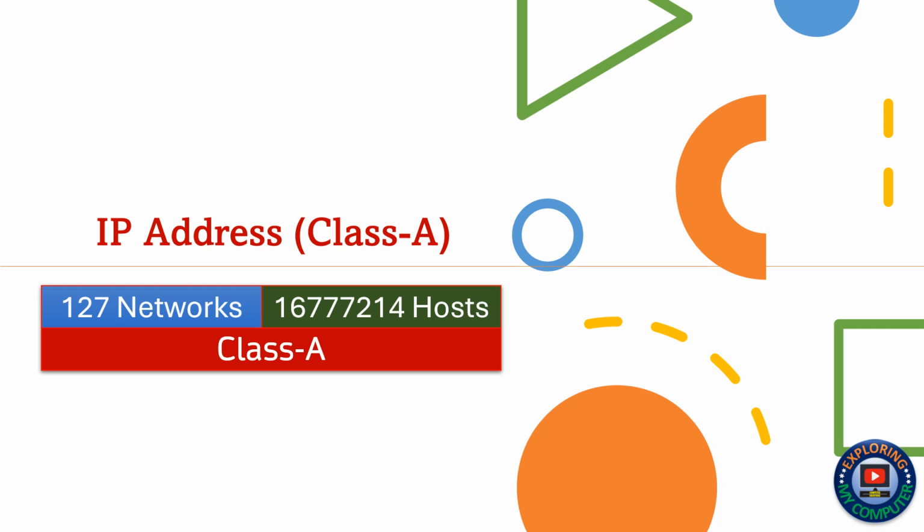Class A addressing can have 127 networks and 16,777,214 hosts.